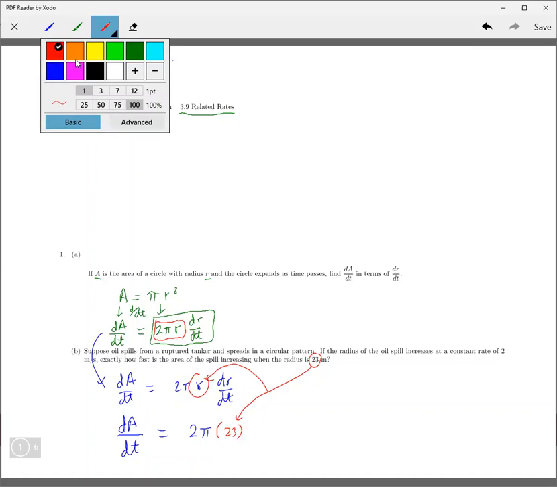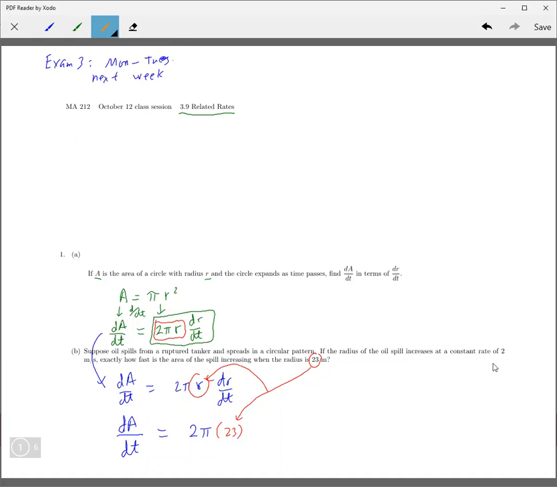Then the radius increases at a constant rate of 2, so that's telling us dr/dt is 2. This part gets replaced with a 2. Then 23 times 2 is 46, times pi... so 92 pi would be the answer there. Any questions with any of this?